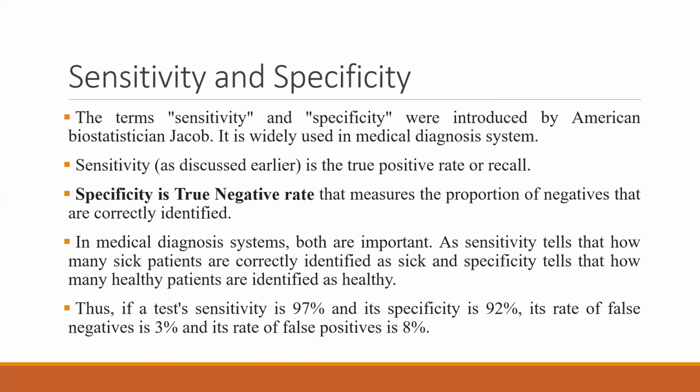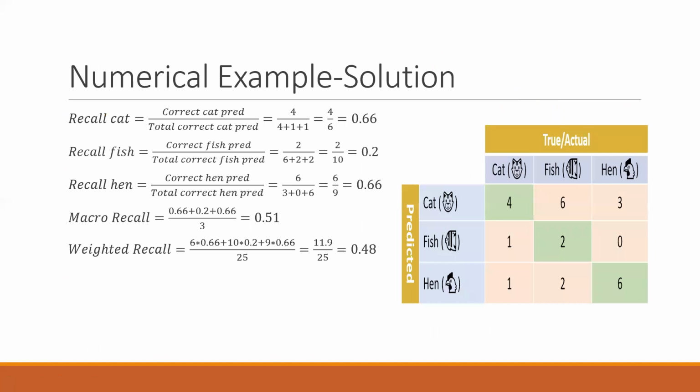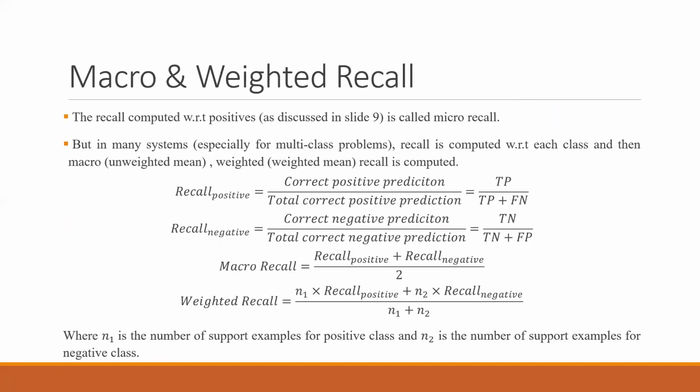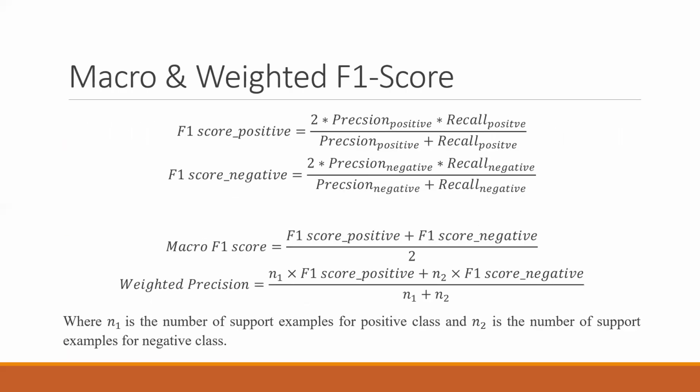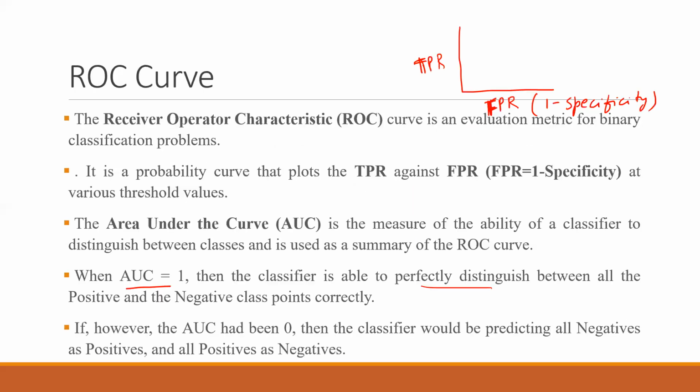So what is true negative rate? Can anyone tell me the formula? Anji, tell me. What is the true negative rate formula? Look, what was the formula of true positive rate? From there we will derive the true negative one. So this is TPR, right? True positive rate. TPR is TP upon TP plus FN.